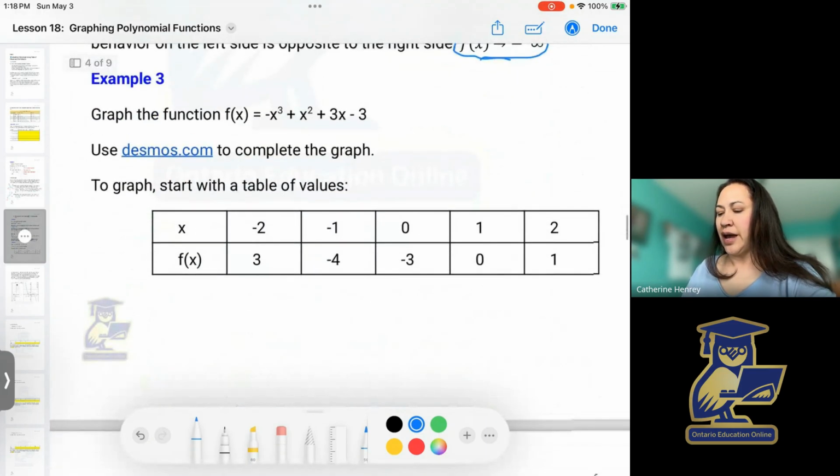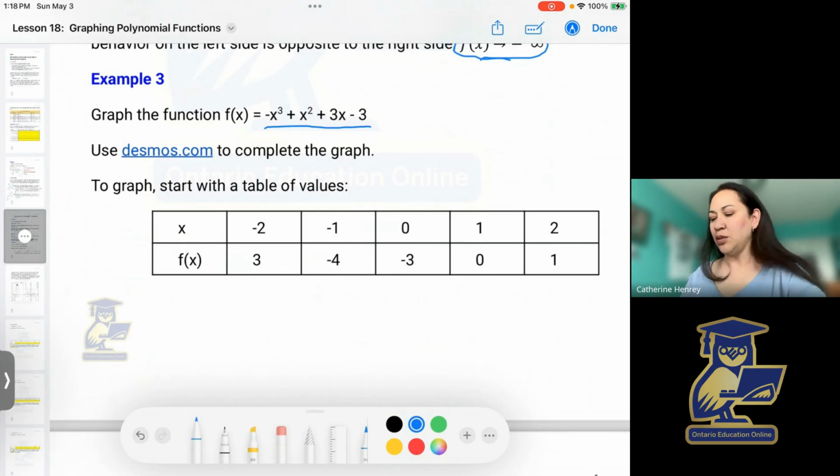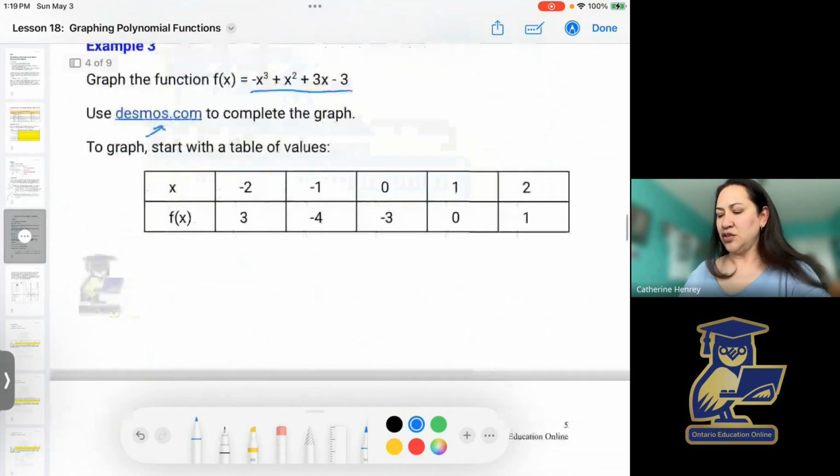So let's take a look at graphing this function. F of x is equal to negative x cubed plus x squared minus 3x plus 3x minus 3. So I want you to start by filling in the graph. Start with the table of values. So we've talked a little bit about Desmos, and that's an online graphing tool. There is a tutorial in our classroom resources, so you can watch that. But we want to use Desmos to complete the graph. If you would like to, you can also go ahead and graph it on paper, but it's somewhat easier just to do it on Desmos.